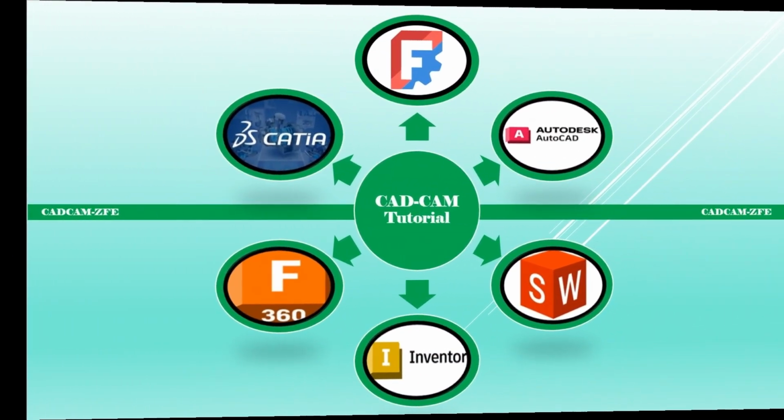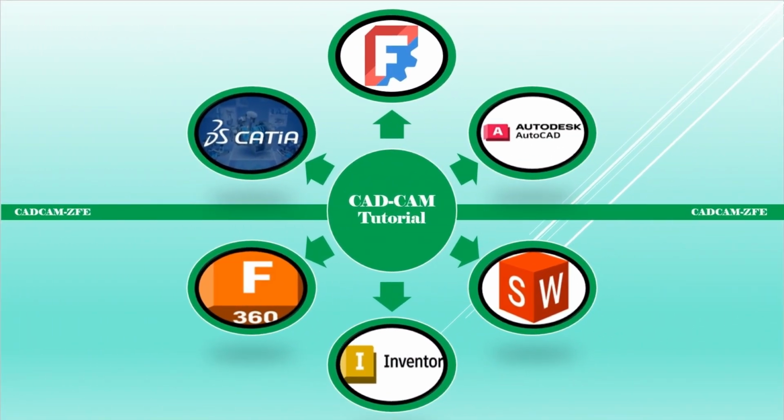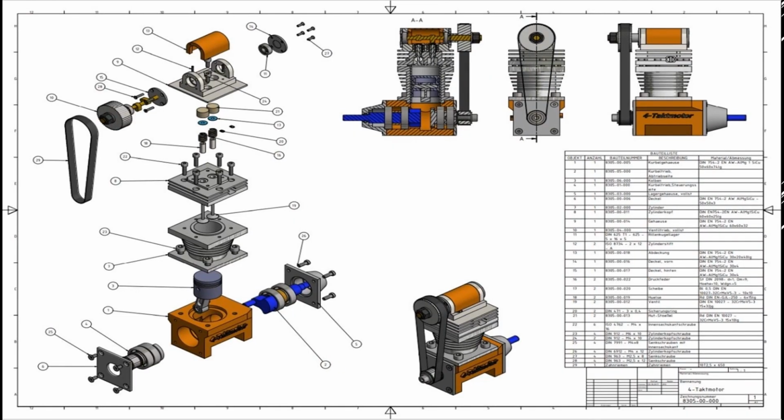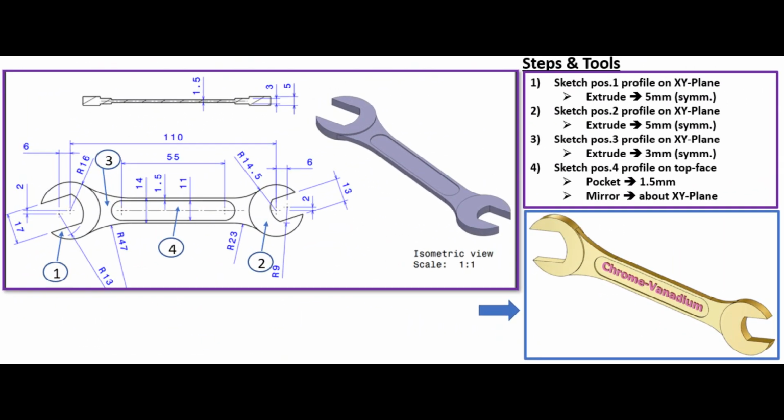Today I will show you how to create a 3D model from the existing 2D drawing with the help of FreeCAD tools like Extrude, Pocket, and Mirror. This is the exercise for today that we need to convert this 2D drawing into 3D solid part. Here you find the steps to finalize this 3D solid part.